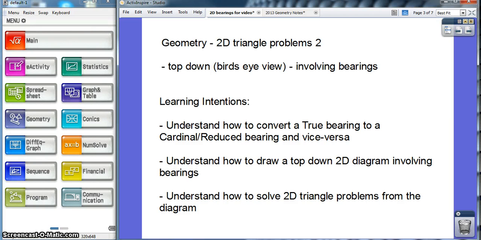Hi, this is a video on 2D triangle problems. It's our second one, this one focusing on top-down problems involving bearings, where we're looking down as if we had a bird's eye view.